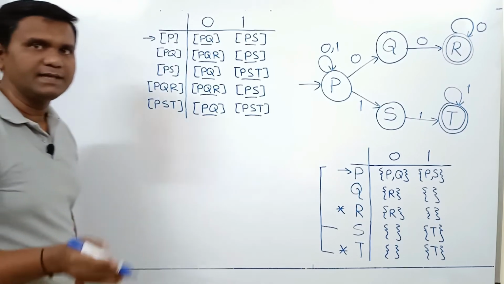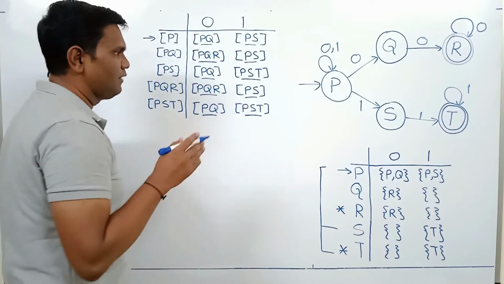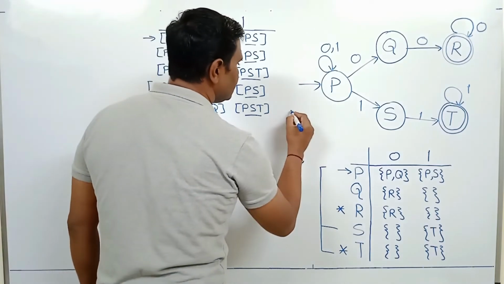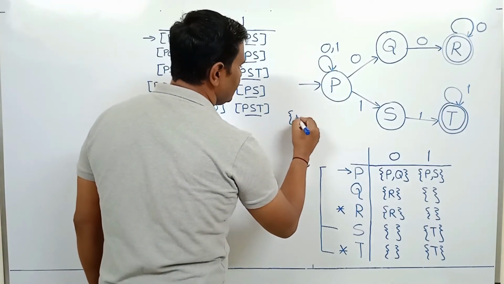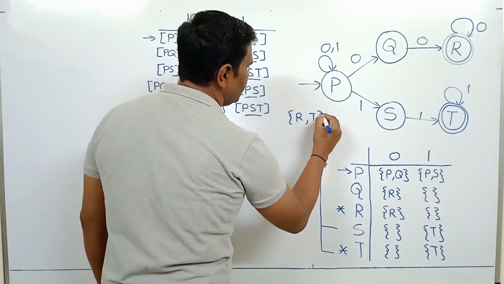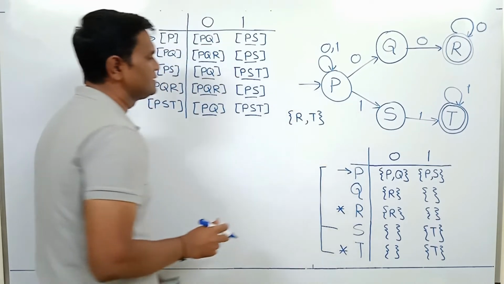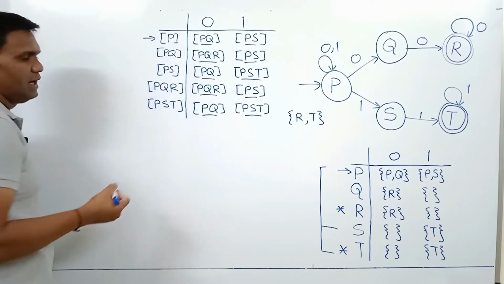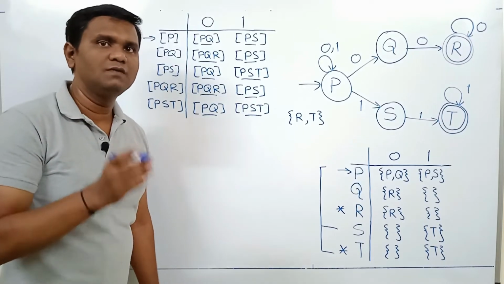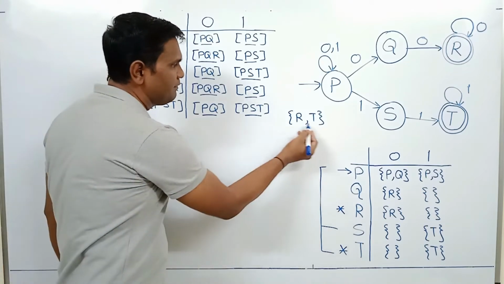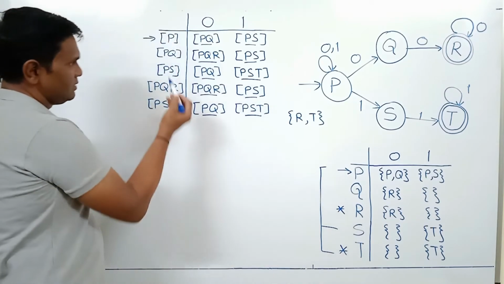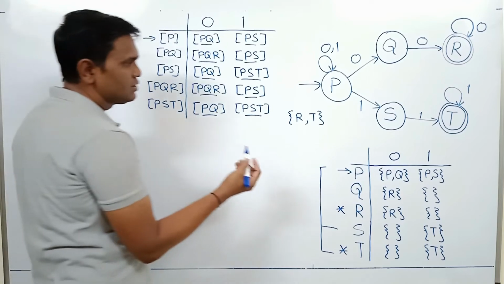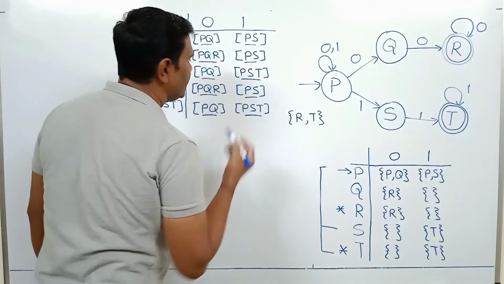Now we have to mark final states in DFA. Now for final states in DFA, first consider final states in NFA. It is R and T. Here we have two final states. Consider each state in DFA and it should contain at least one final state from NFA. So it should contain the state in DFA, it should contain at least R or T.